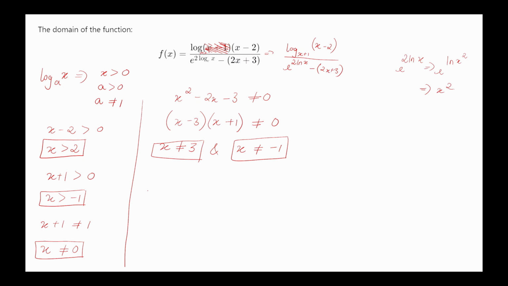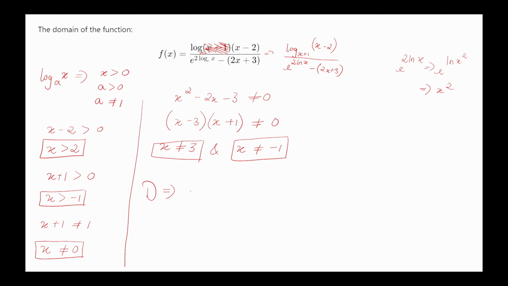Now I need to take intersection of all these domains to find out my main function's domain. So x is greater than 2. If x is greater than 2, x would always be greater than minus 1. And if x is greater than 2, it cannot be 0. If x is greater than 2, it cannot be minus 1. However, it can be 3.